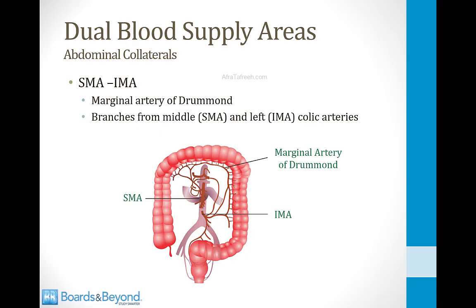If we go back to this slide, this is the marginal artery of Drummond, and the splenic flexure here is the furthest away from the SMA or the IMA, so being that far away from both of the blood vessels that supply the marginal artery of Drummond sets it up for ischemia if there is systemic hypoperfusion.